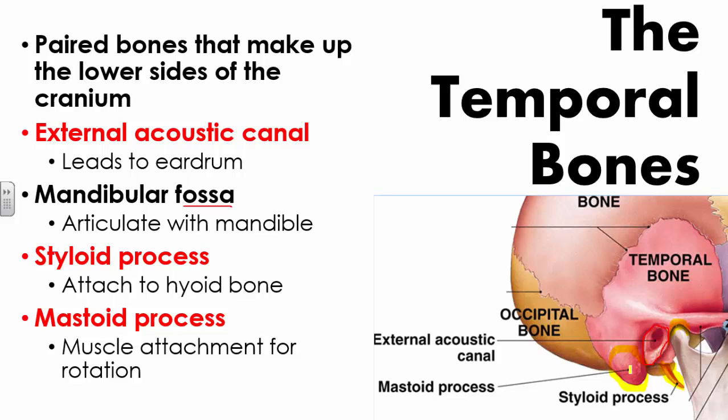The styloid processes were more like styluses of a pen. They came to a finer point. The mastoid process is the larger lump. Muscles will attach here and allow for rotation and turning of the head.